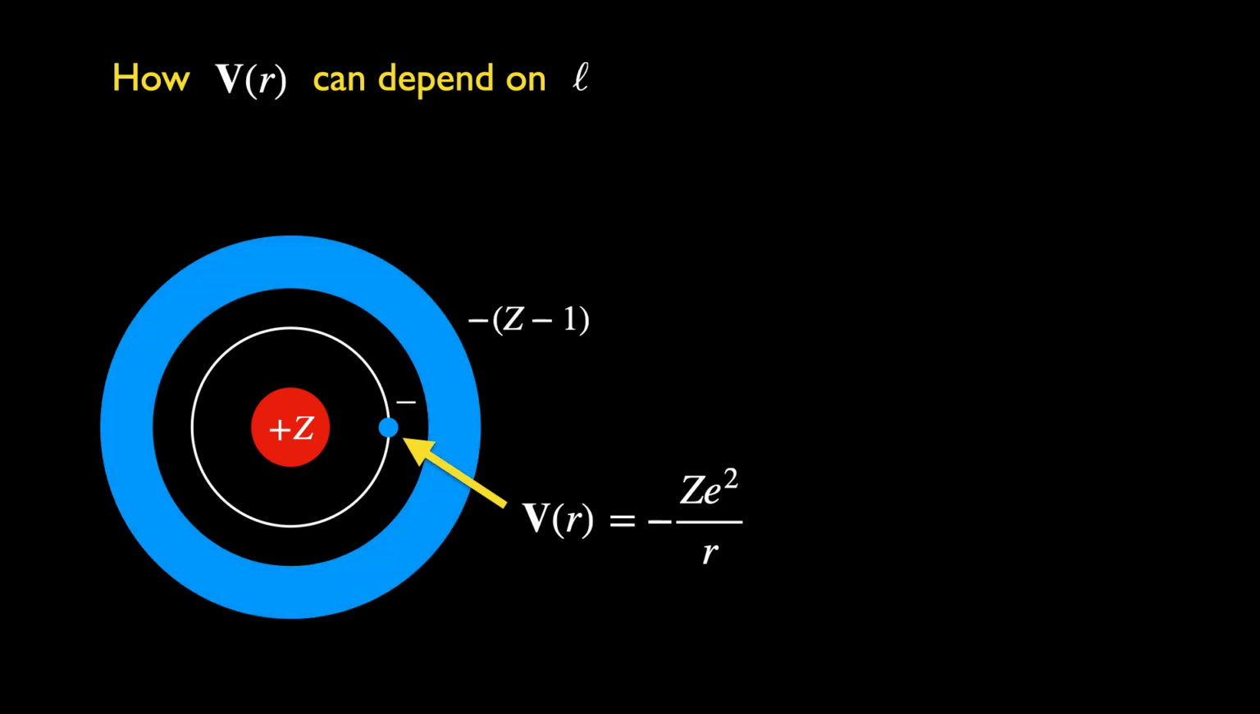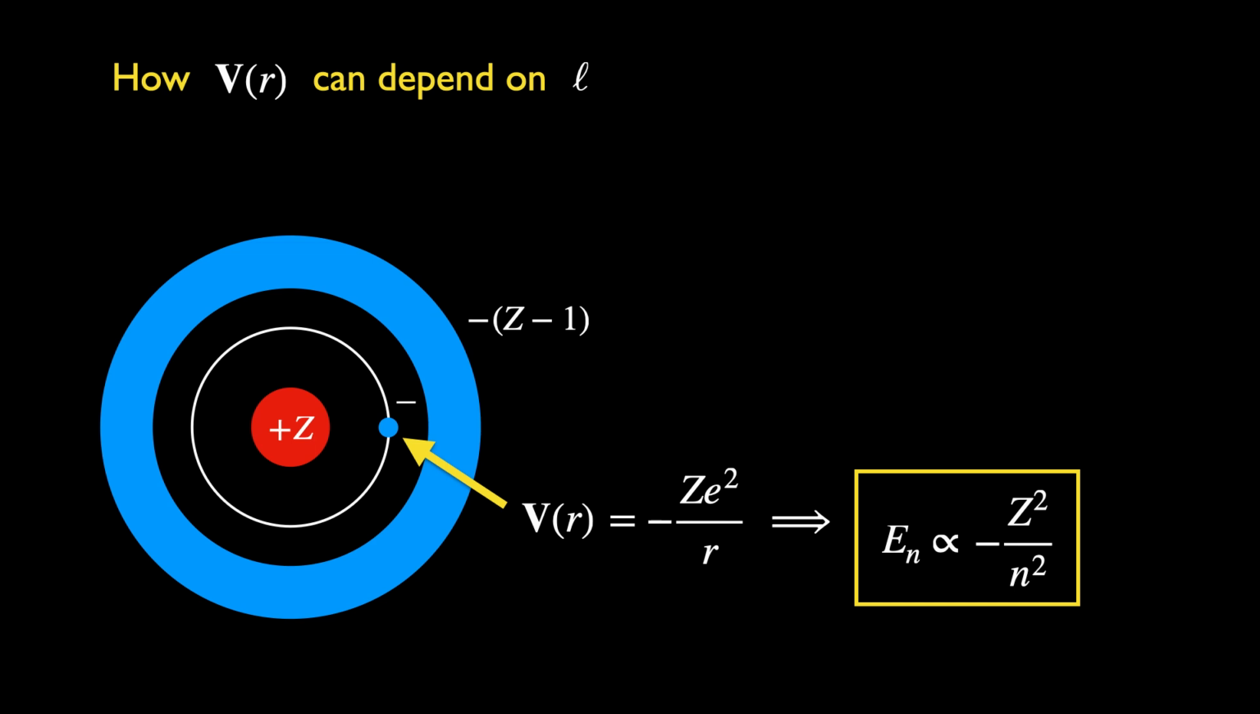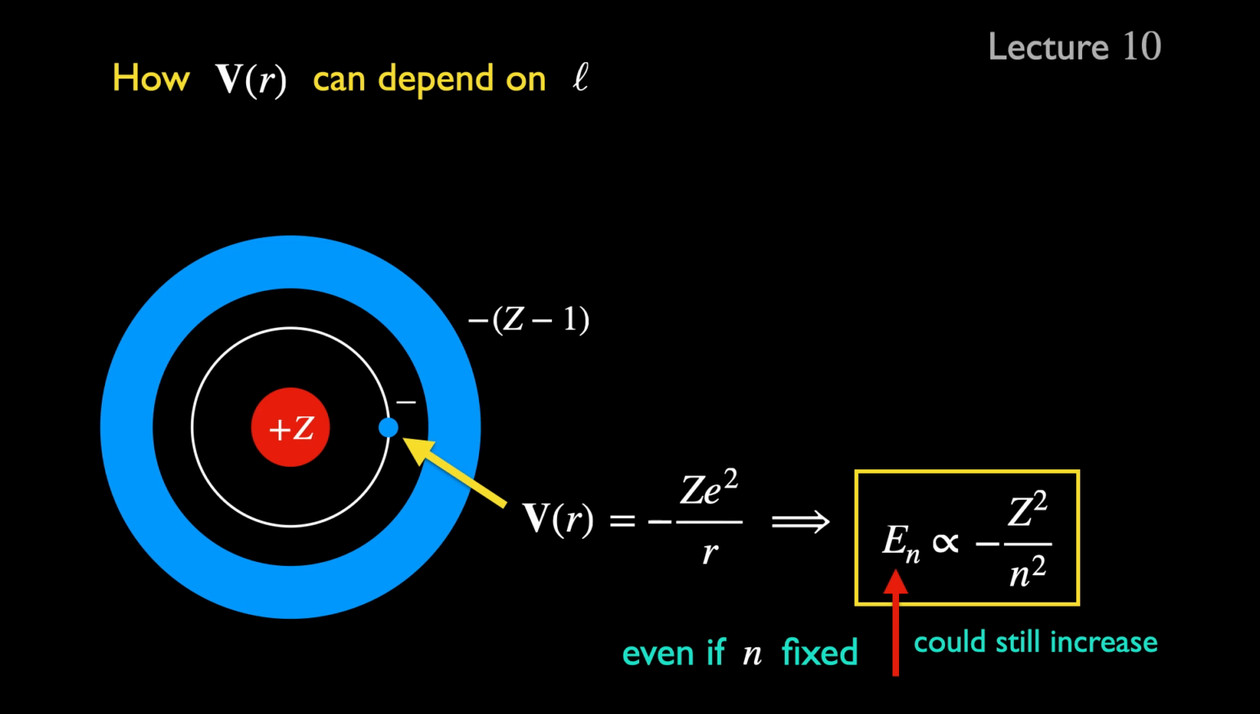This is the consequence of Maxwell's theory of electrodynamics, assuming that the rest of the electrons are distributed in a spherically symmetric way. And as we have said earlier, this potential corresponds to the following energies. If we fix the number n for the state of this electron, the energy of the electron could still increase if its angular momentum L increases. Here's why. Recall that way back in lecture 10, the radial part of the energy eigenfunction goes like r to the power of L as r goes to 0.